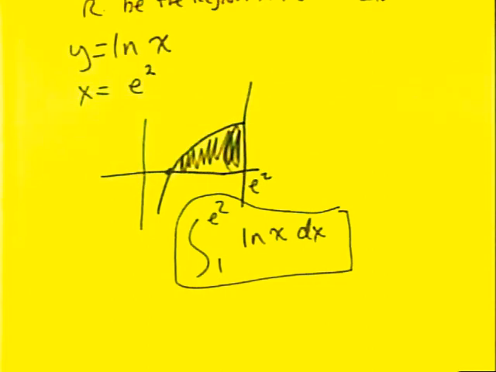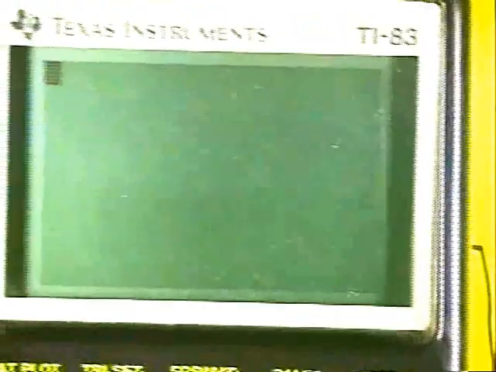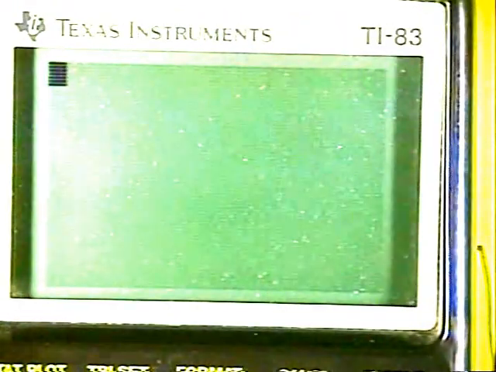Yeah, 83. You have an 83? Help me out here. I want to be able to do this on the TI-83, because there's no way they're going to ask you how to do this integral on the AB exam, because we don't know how to do it. So how would I get that integral on the 83?